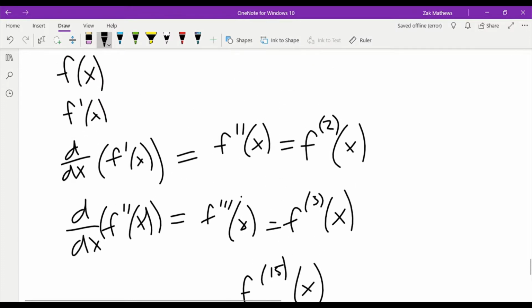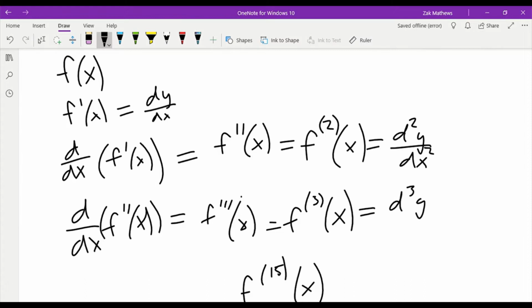Now remember, there are other ways we can write these. If y is representing the function f of x, we could write dy over dx. And so we could write this as d2y over dx squared. And we can continue doing this as many times as we would like. And so again, here we'd have d3y over dx cubed, indicating the third derivative of our y.